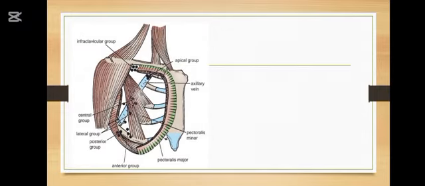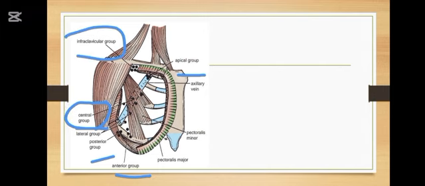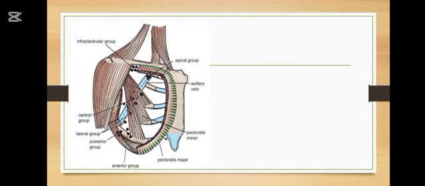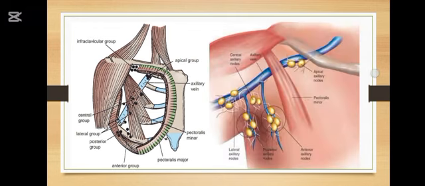In this diagram, you can easily differentiate different axillary groups. There is the apical group, the anterior group, posterior group, lateral group of axillary lymph nodes, and the central group of axillary lymph nodes. And there are the infraclavicular lymph nodes. In this diagram, you can easily differentiate the different groups of axillary lymph nodes, just for understanding.